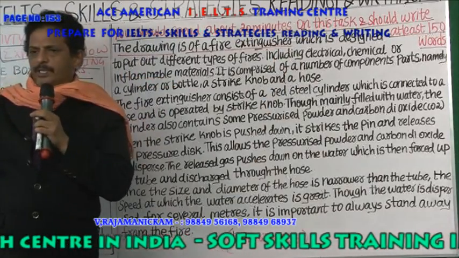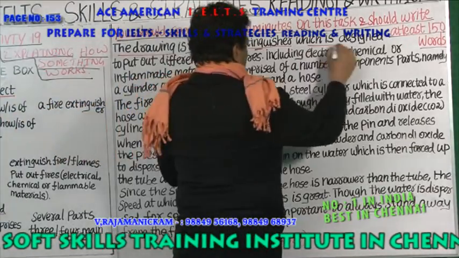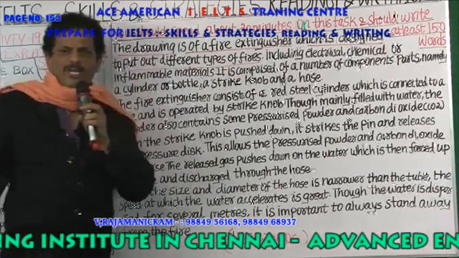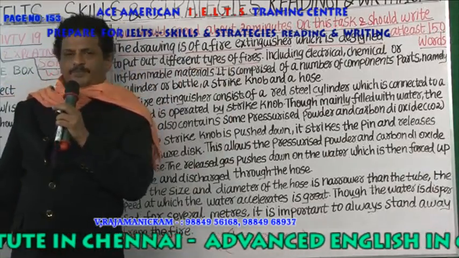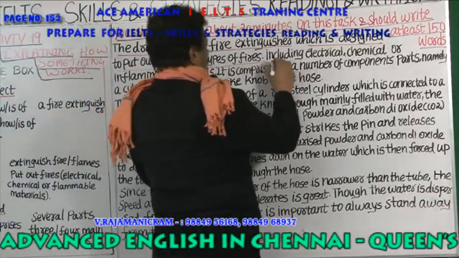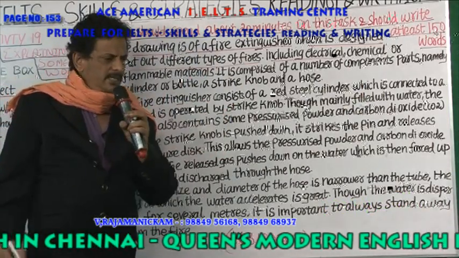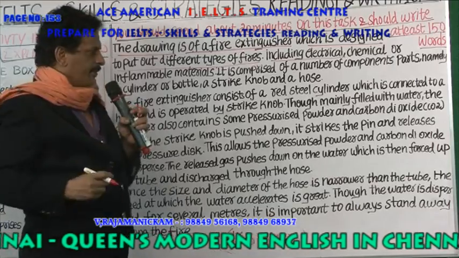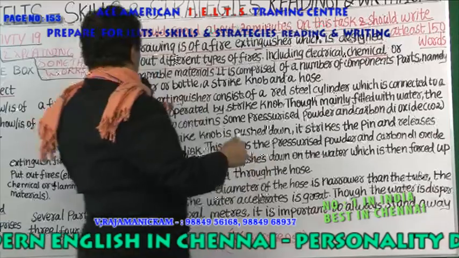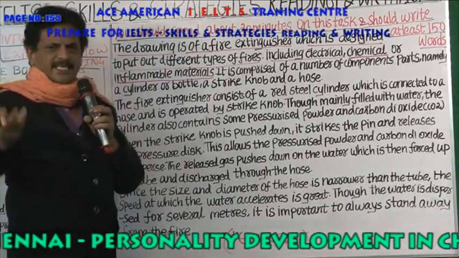First you have to name what the object is. It is the fire extinguisher, which is designed to put out different types of fire. Do you have types of fire? Yes, different types of fire. What are the different types of fire? Number 1, electrical fire: through electrical circuits, you get fire. Or chemical: because of some chemical, you get fire. Or inflammable materials. What do you mean by inflammable materials? Something which can easily catch fire.